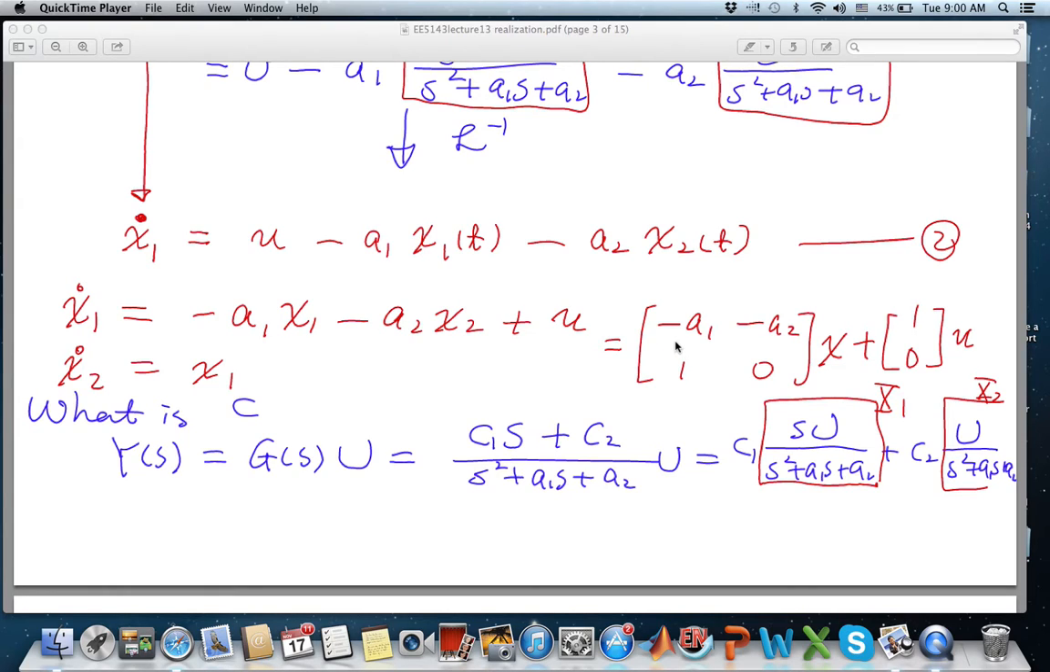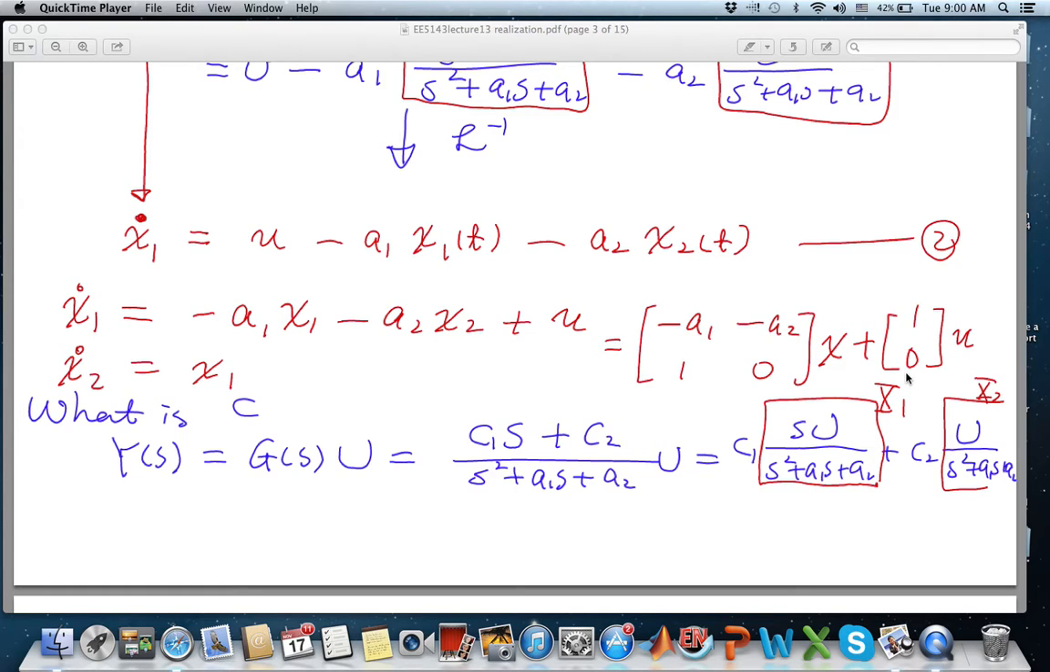Here we can see that the A matrix is negative a1, negative a2, 1, 0, and the B matrix is 1, 0 as a column vector. Okay, so this motivating example shows us the relationship between the denominator parameters a1, a2, and the A matrix.